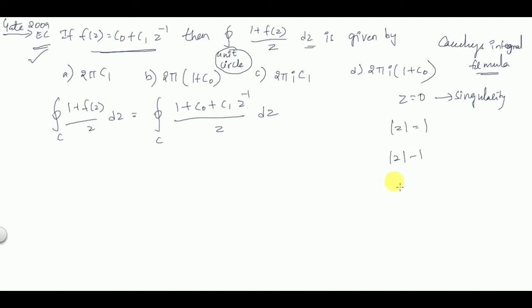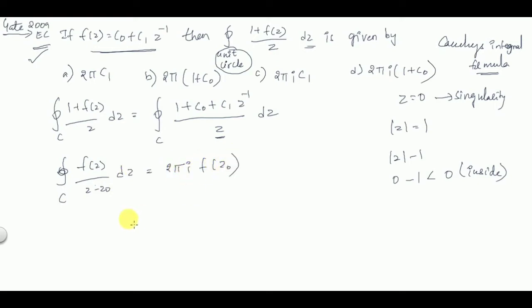So mod z minus 1, if you substitute 0, you'll get 0 minus 1, which is minus 1, which is less than 0. So it is inside the given contour. Inside the given contour only, so we can apply Cauchy's integral formula. So what is Cauchy's integral formula for a simple pole? This is a simple singularity. So for a simple pole, the integral of f of z by z minus z naught dz is equal to 2 pi i into f of z naught. Here the z naught value is 0.